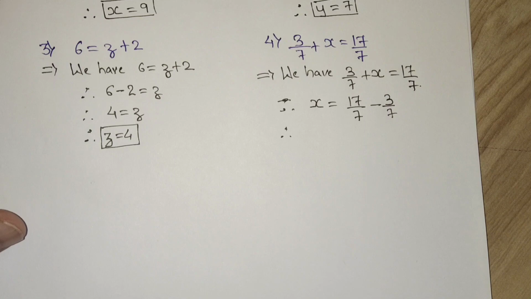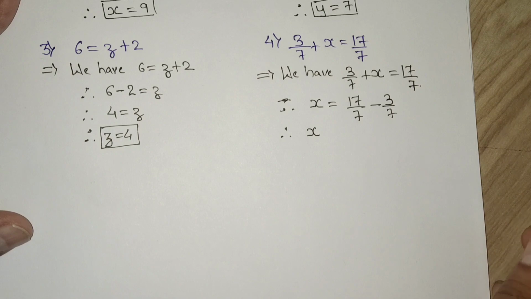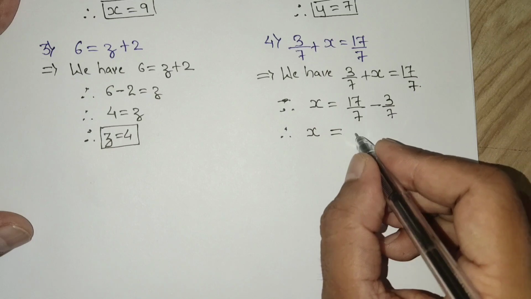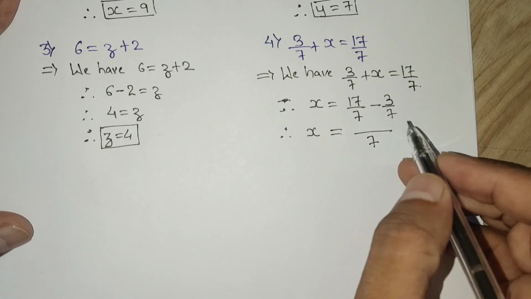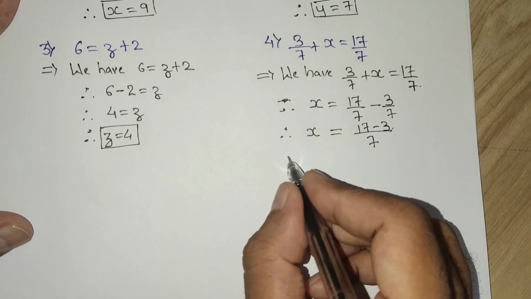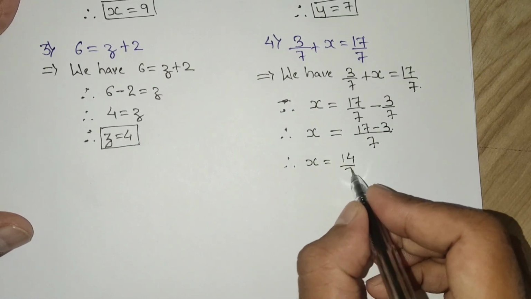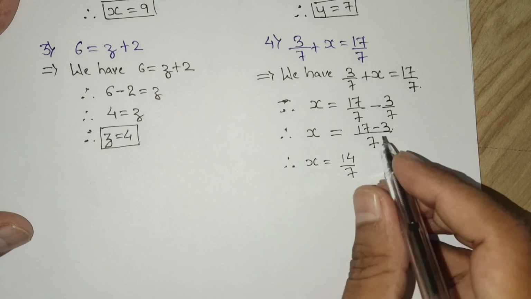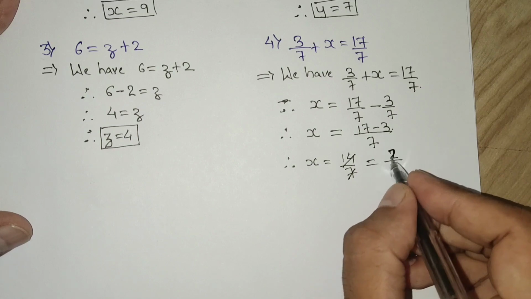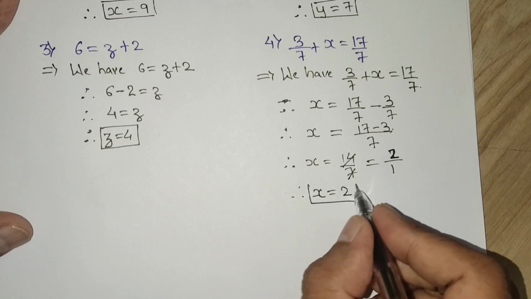Now we are supposed to take LCM, two rational numbers. So LCM of 7 and 7 is 7 and the numerator will be subtracted, so it will become 17 minus 3. So therefore your answer will be x is equal to 17 minus 3 is 14 divided by 7. It is not finished yet. 7 1s are 7 and 7 2s are 14. Therefore your answer is x is equal to 2.